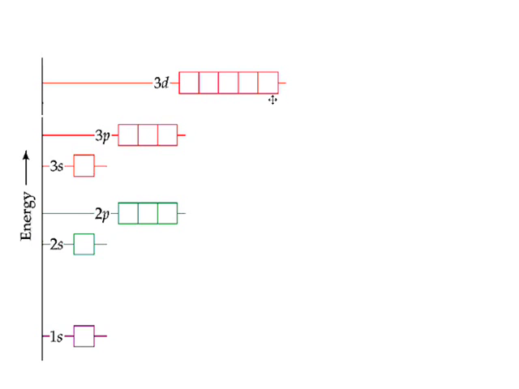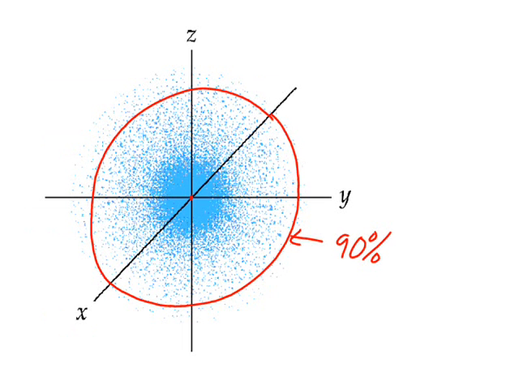Let's go back and take a quick refresher of what these boxes represent. So the boxes represent the orbitals. The s orbitals are spherical in nature. Remember, these are probability functions that describe regions in space where we're likely to find the electrons. The scattering of the dots, where that scattering is most dense, that's the greatest probability of finding the electron.